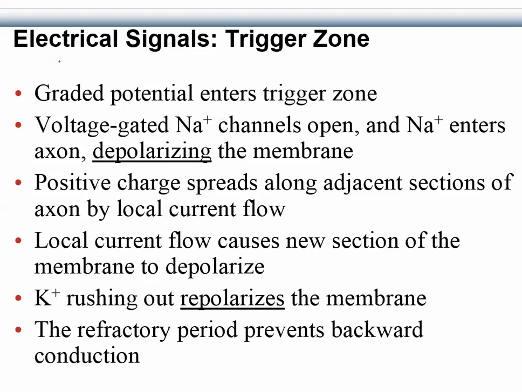Okay, so if we go through all of the steps again, the graded potential enters the trigger zone. So if we were to draw this out, we've been drawing this out. The graded potential, that's my dendrites and cell body. The graded potential moves through this area, gets to the trigger zone, which is right there.